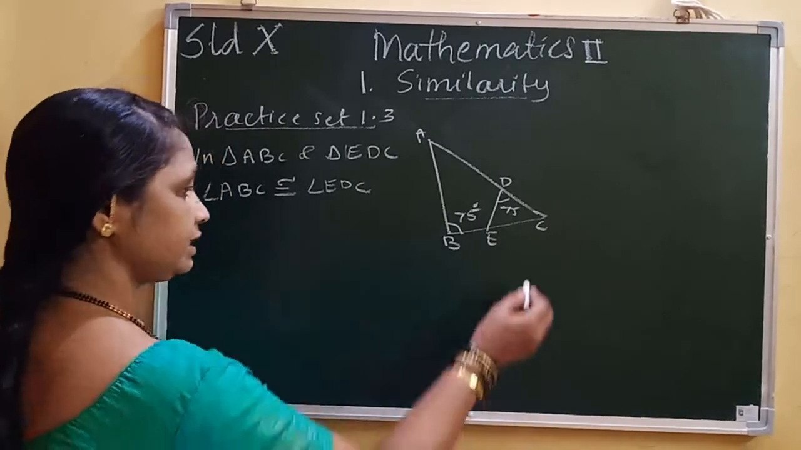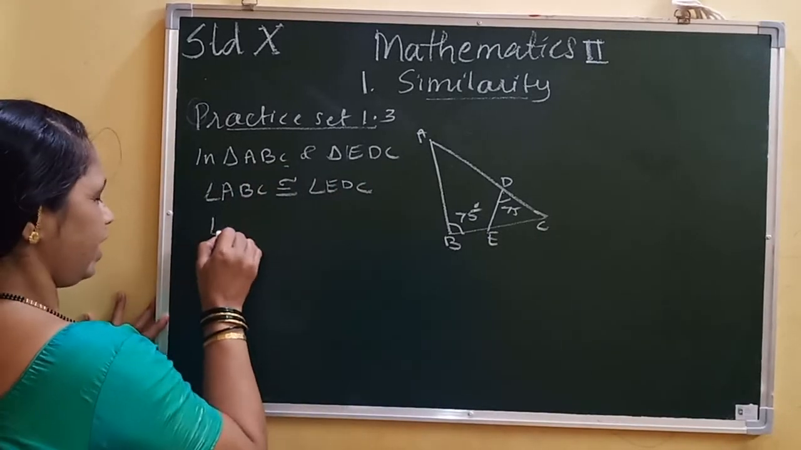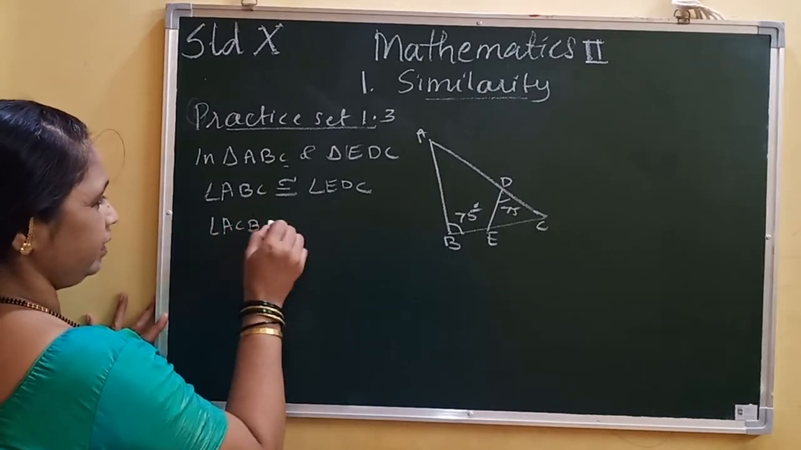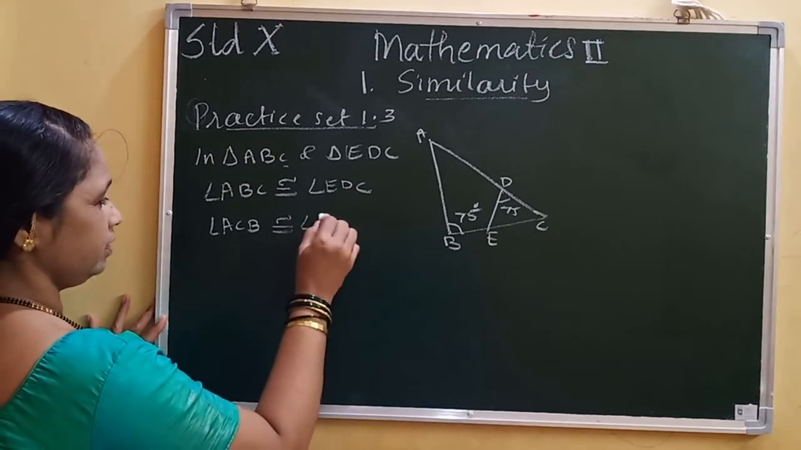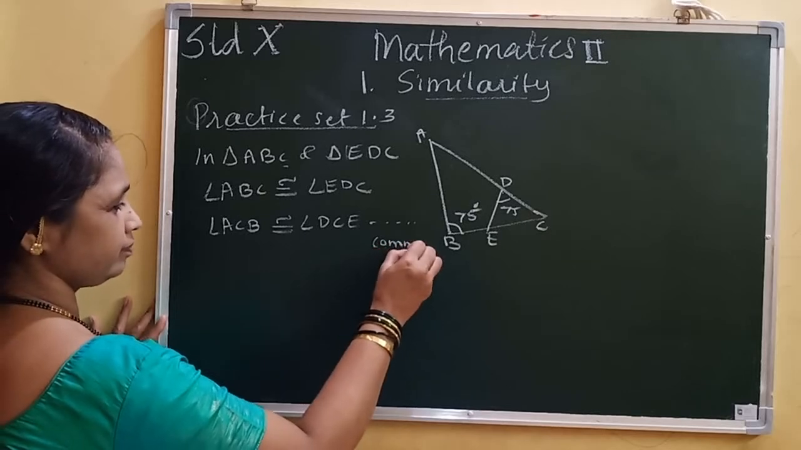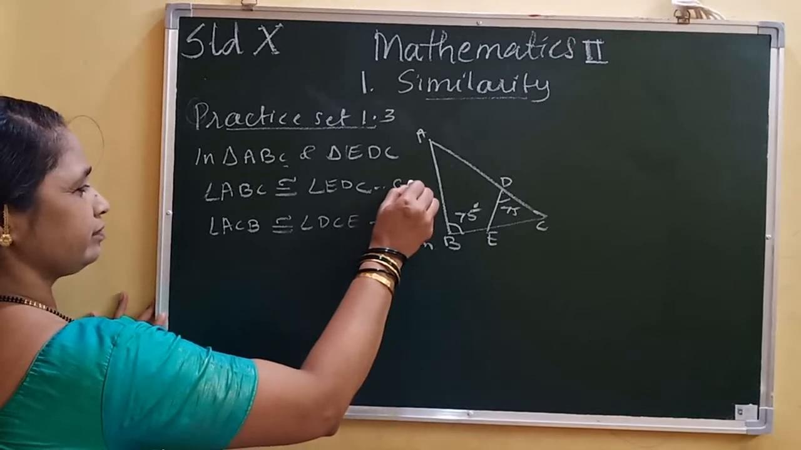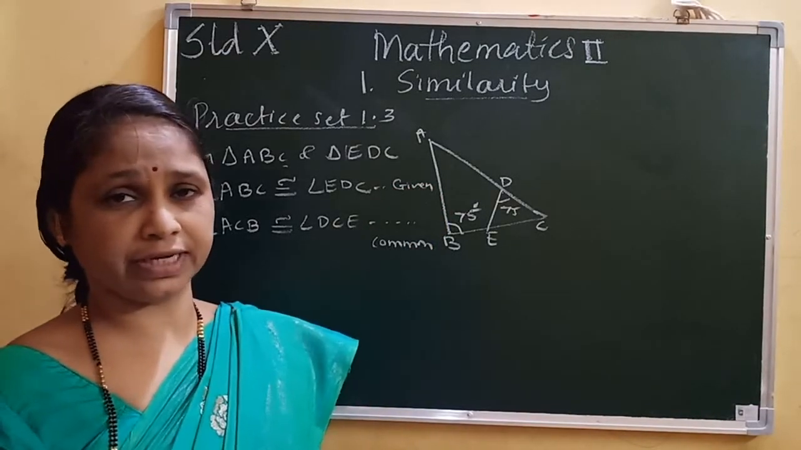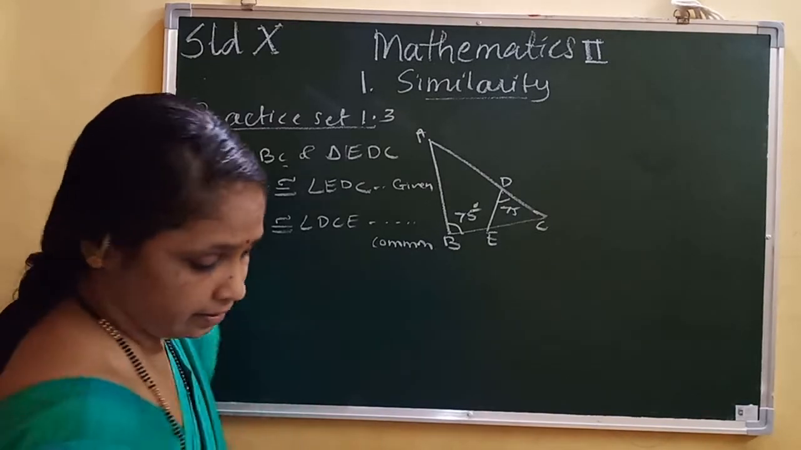And see, this angle: what about ABC and EDC means angle ACB is congruent to angle DCE. Why? It is a common angle. And this is given. Now therefore these two triangles are similar by which test? Therefore these two triangles are similar by AA test.